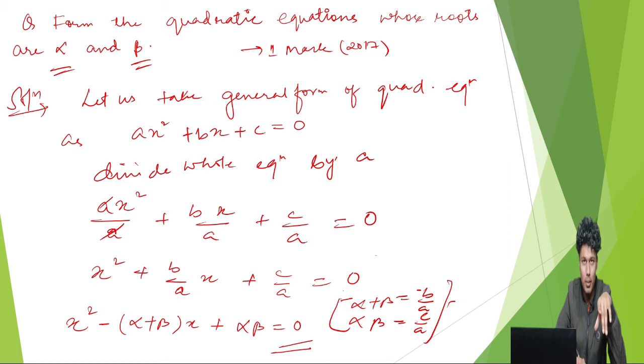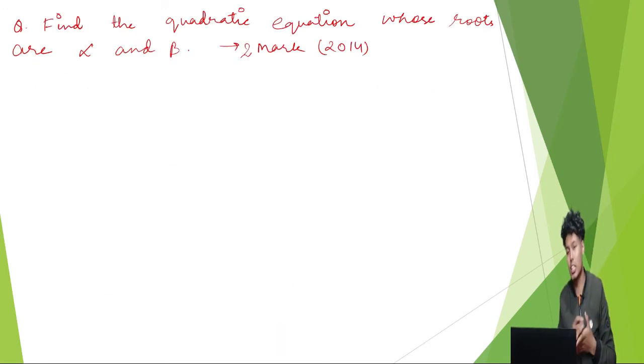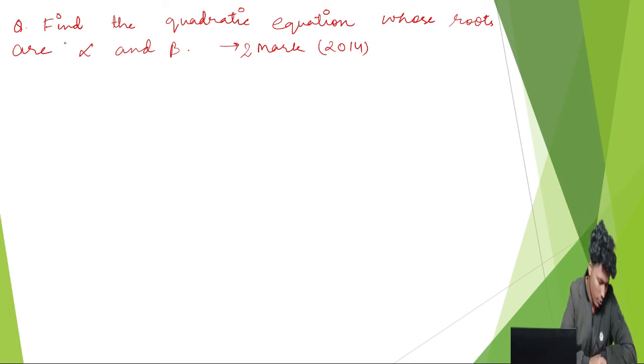Now let us do another question. This is a 1 mark question asked in 2017. I don't know why they are asking it for 1 mark. This question deserves at least 3 marks according to me. But let us do another question. Here they are asking for 2 marks. Same question, whose roots are alpha and beta. The same thing we are going to do. I didn't think I needed to solve it also, but let me just do it in case you don't understand. This question was asked again in 2014. So these questions got repeated.